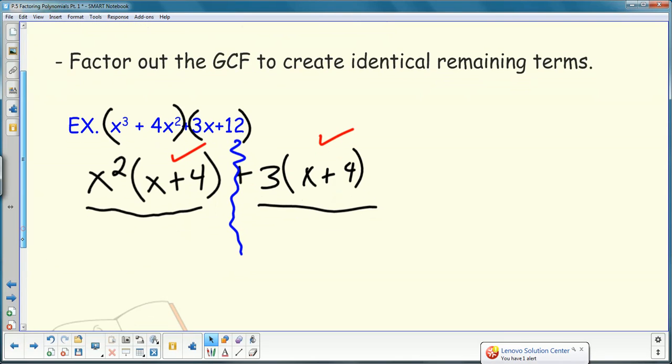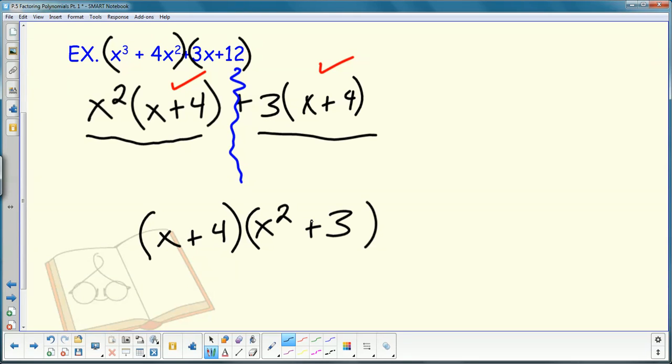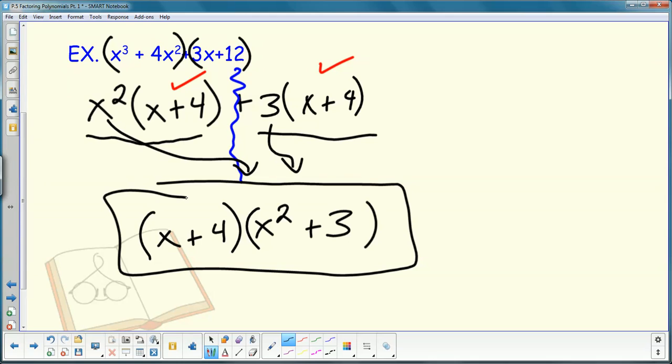So when we factor by grouping, we're finding the new greatest common factor is actually x plus 4. And then what we have for our other 2 terms is what we have left after we factor out that x plus 4. So x squared plus 3. We just brought these 2 down. And this now would be factored.